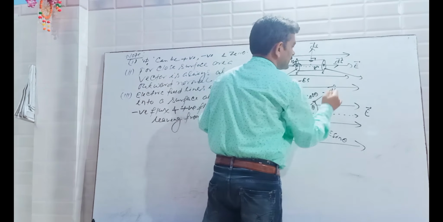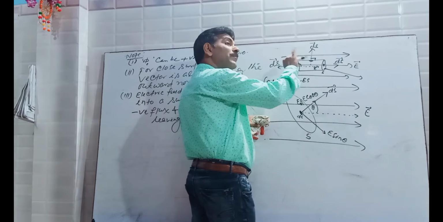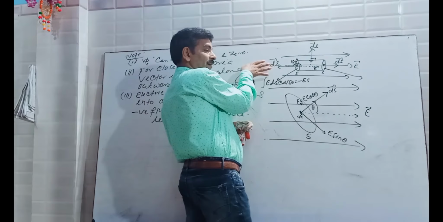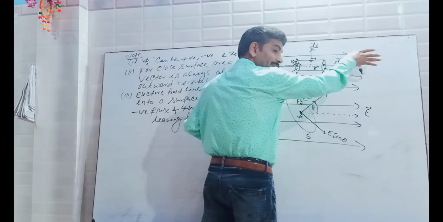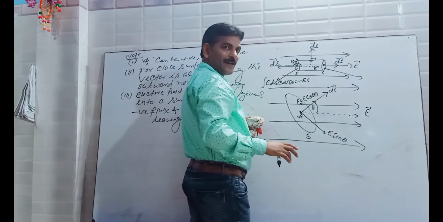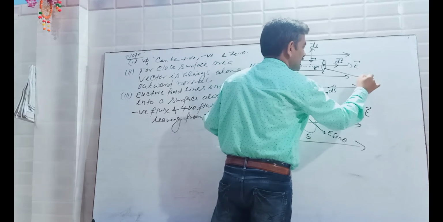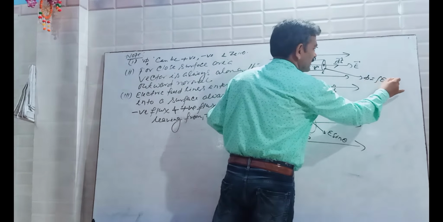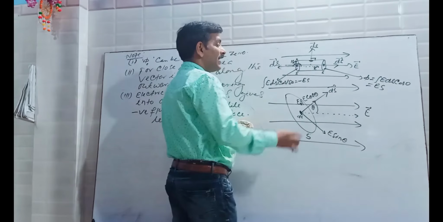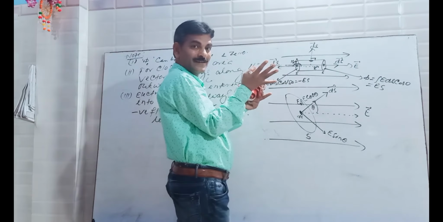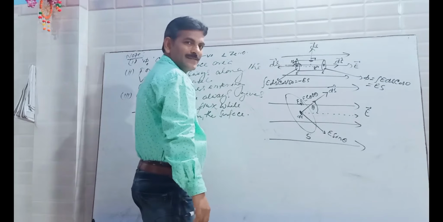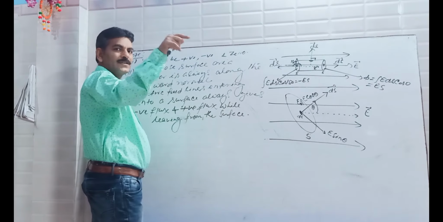For this surface, electric field lines are emerging from this closed surface. Your electric field lines entering, your electric field lines leaving, emerging. Your electric field and area vector are parallel. So in this case, what will be flux? E dS cos 0. So it is ES. And for this curved surface, flux is E dS cos 90, 0. So what about the total flux linked with the closed surface placed in a uniform electric field? 0.